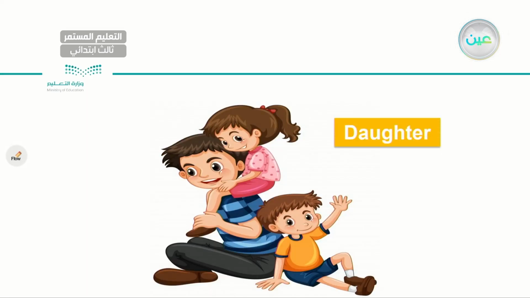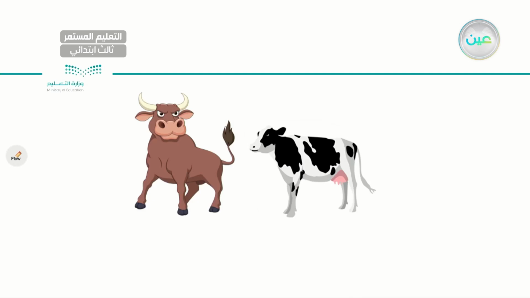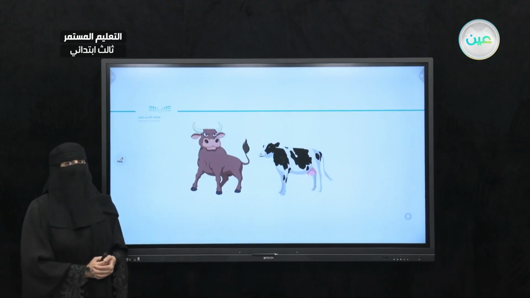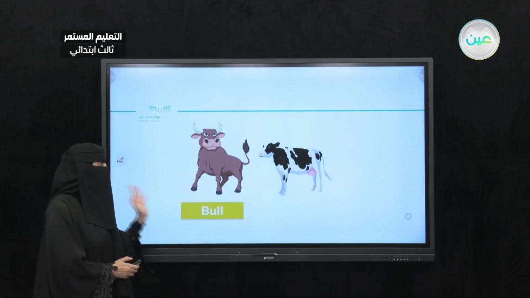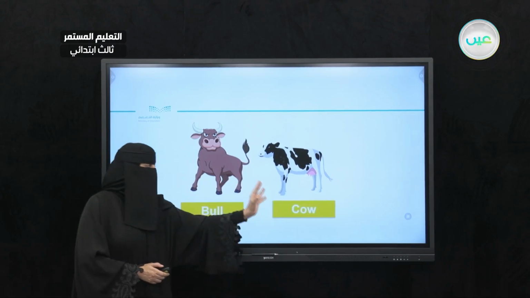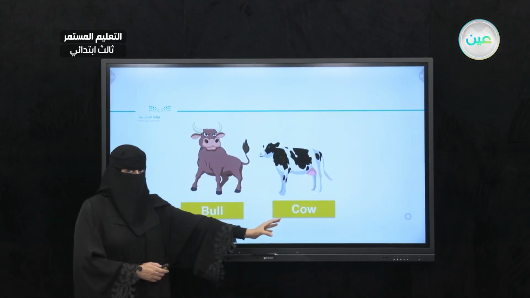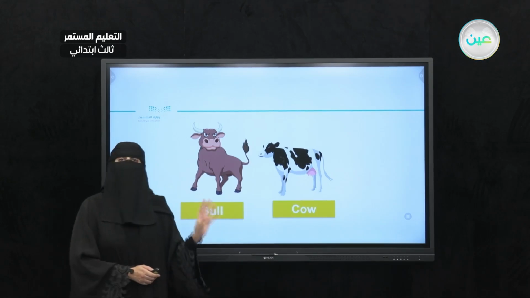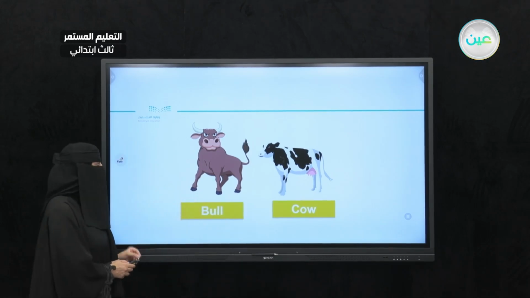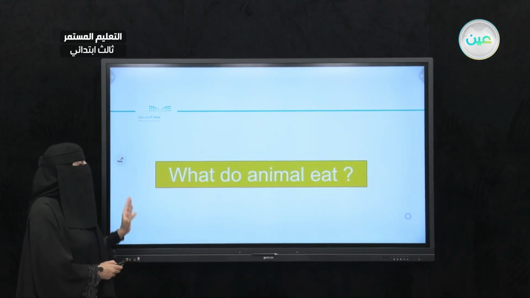I can see a daughter, a son. Completely opposite, right? I have a daughter and I have a son. How about this one? I have a bull and I have a cow. Again, you can find this in your book at lesson number 2. Now, what do animals eat?